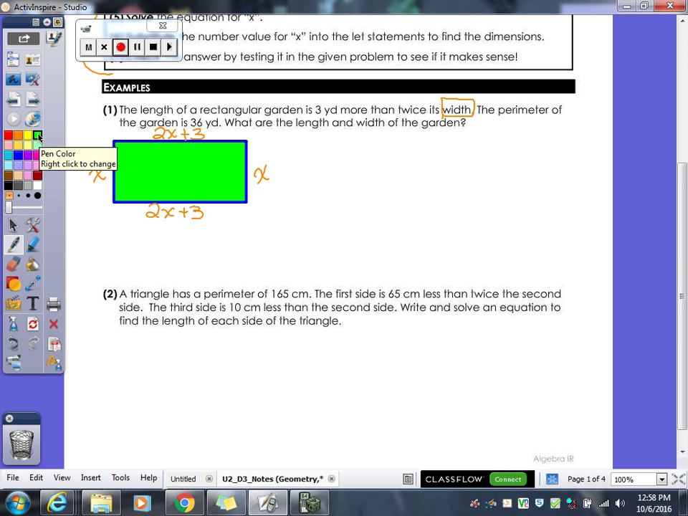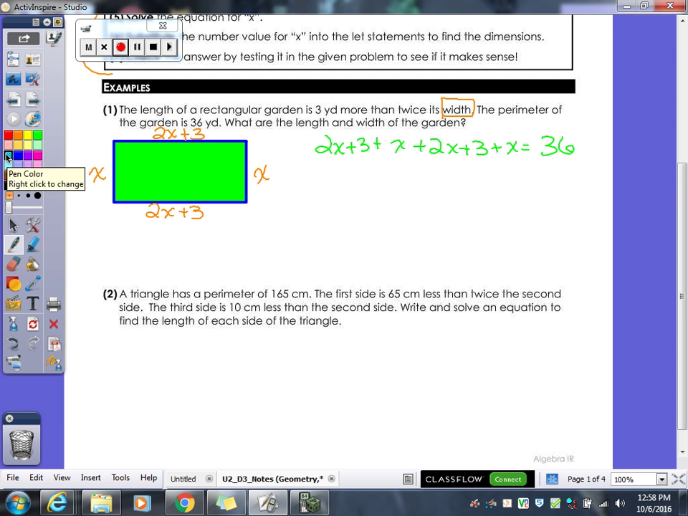So as we set up above, perimeter means you have to add up all of the sides. I'm just going to start up at the top. I'm going to do 2x plus 3. Then I'm going to go clockwise to my next side, plus my x. Down to the bottom, plus 2x plus 3. Over to my last side, plus my x. I just went right around my rectangle, adding them all up. That's going to give us 36. They told us the perimeter was 36.